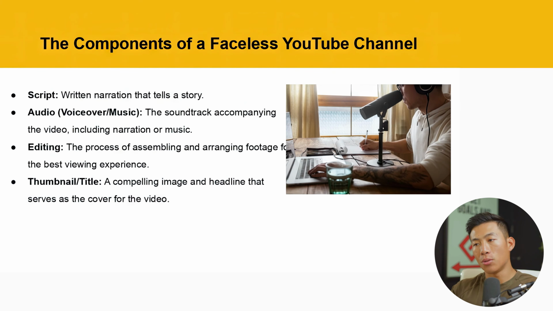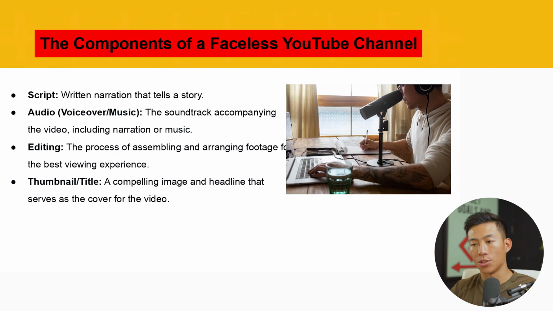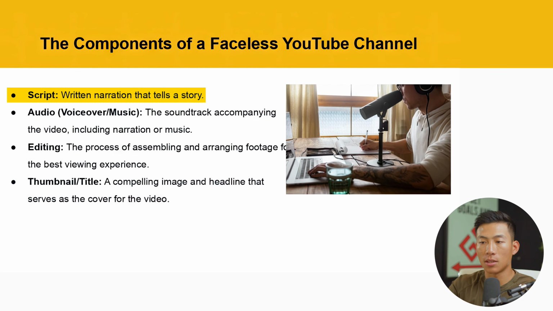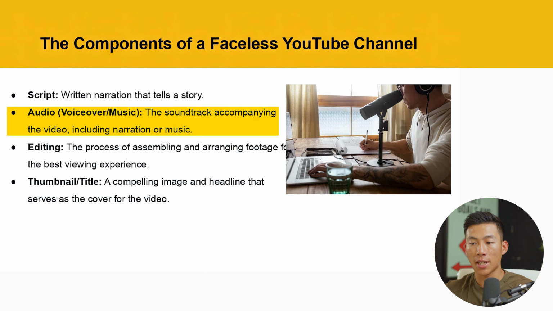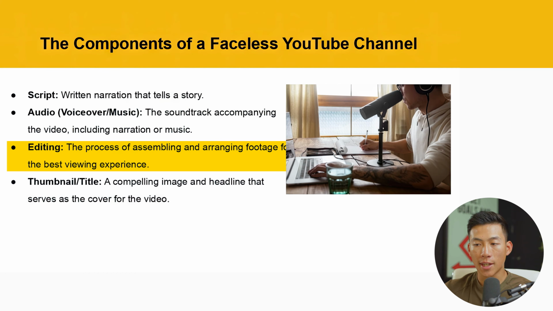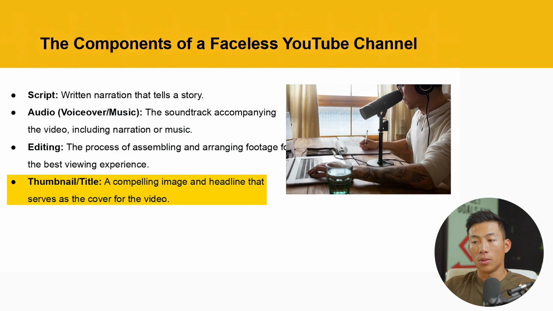So now let's get into all the different components of a faceless YouTube channel. First you have the script, which is just written narration that tells a story. Then you have the audio component, so taking that script and putting it into a voiceover with music as well. And then there's the editing. This is the process of getting a bunch of footage that you can put in front of your viewers' eyes in order to make the best viewing experience. And then there's the thumbnail and title, which is the image and headline that serves as the cover for the video, like a cover for a book that you would see at a library. This is going to be the first impression, so it's a really important part of your video.